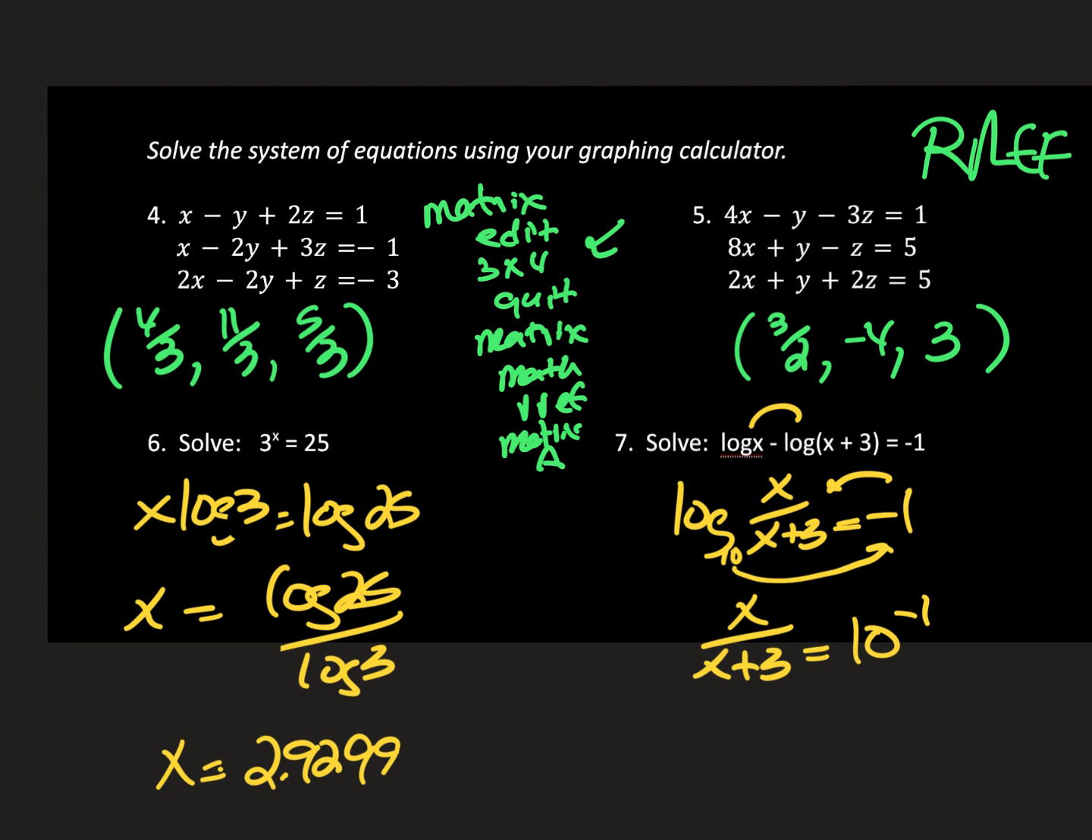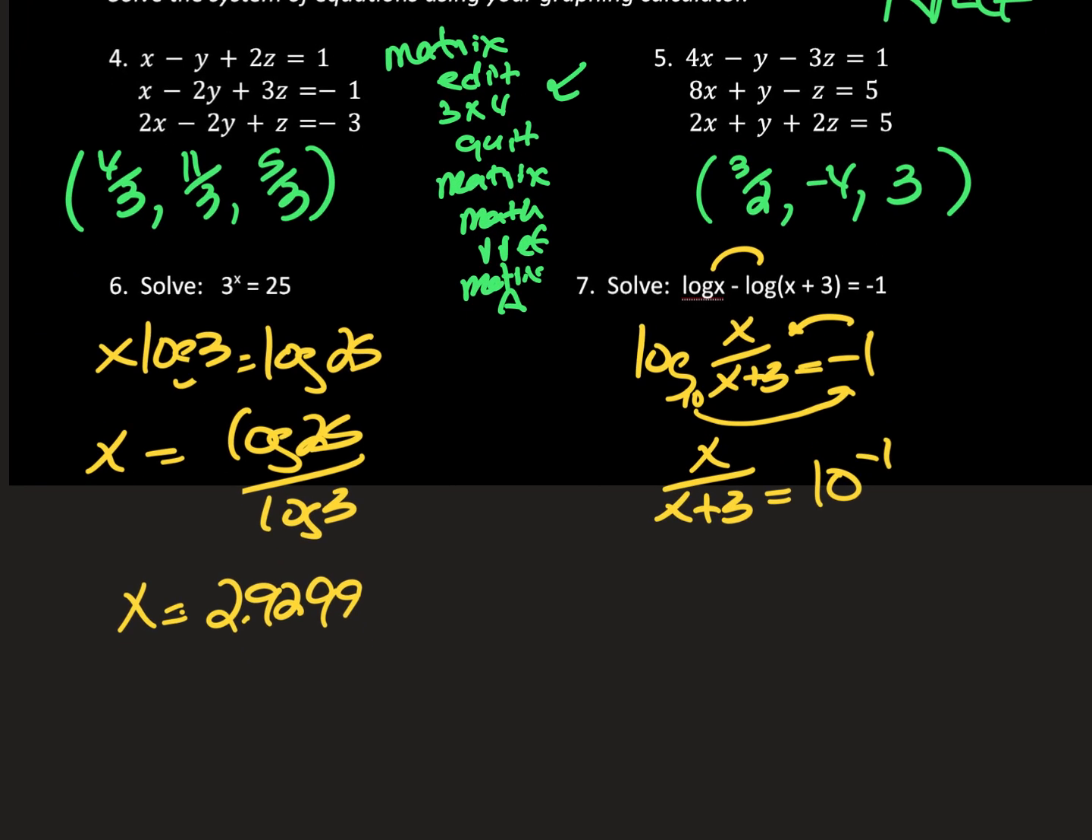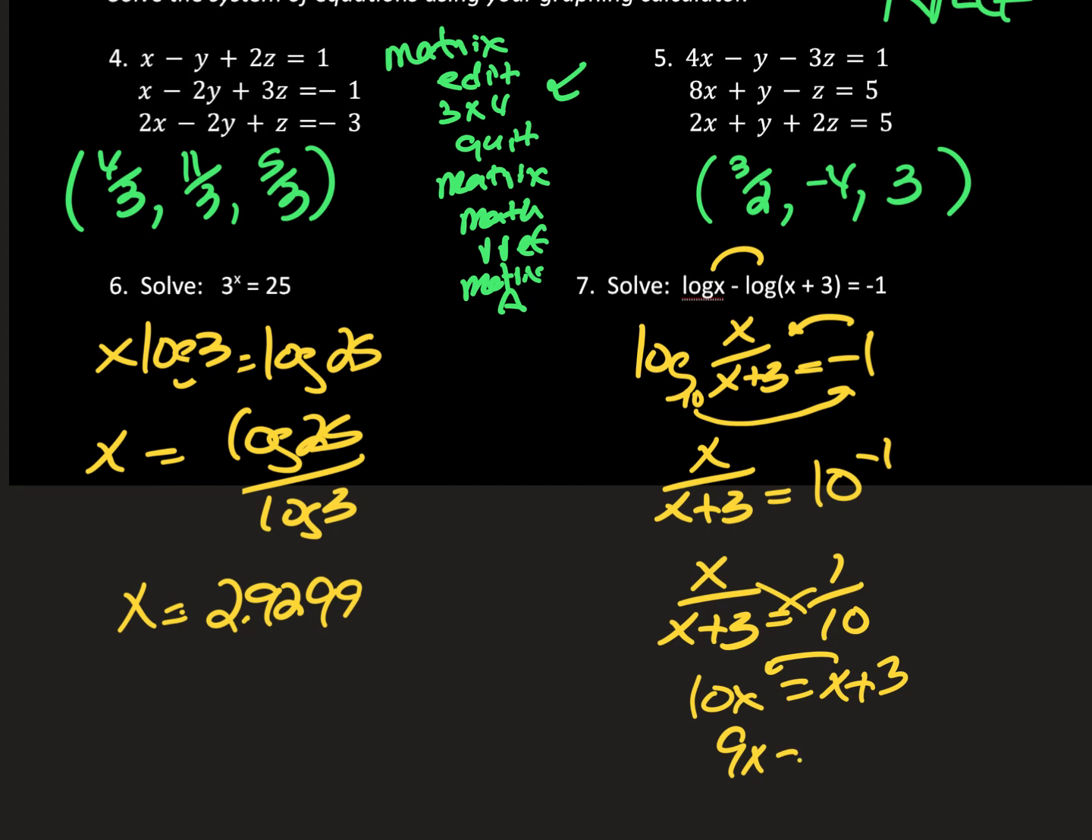Now, don't forget what negative 1 exponent means. Negative 1 means you flip it. Okay, so I'm going to say x over x plus 3 equals 1/10. And now I get there. I'm going to cross multiply. This way gives me 10x. If I do this way, it's just x plus 3. Move that x over. Gives me 9x equals 3. Divide by your 9. It's 3/9, which is really 1/3.